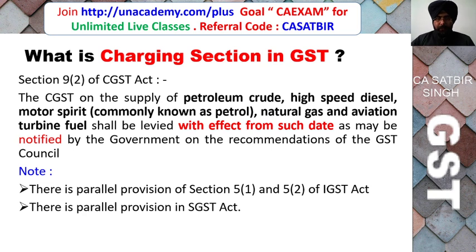So what is the charging section in GST? Section 9(2) of the GST Act says that GST on supply of petroleum crude, high-speed diesel, motor spirit, natural gas, and aviation turbine fuel shall be levied with effect from such date as may be notified by the government on the recommendation of the GST Council.